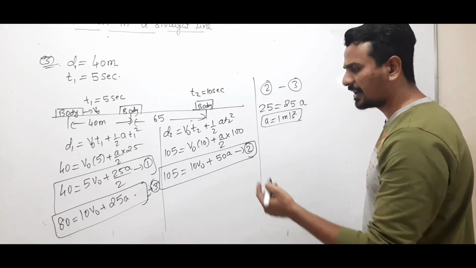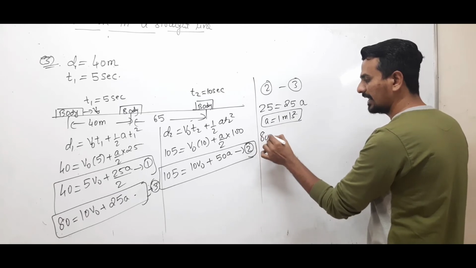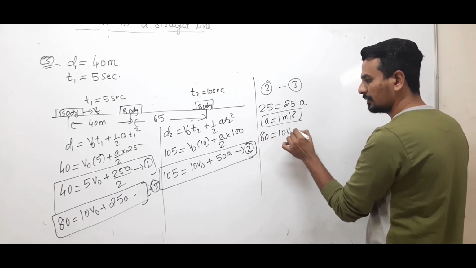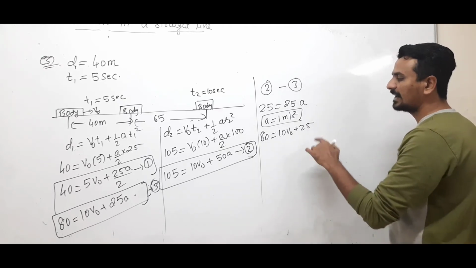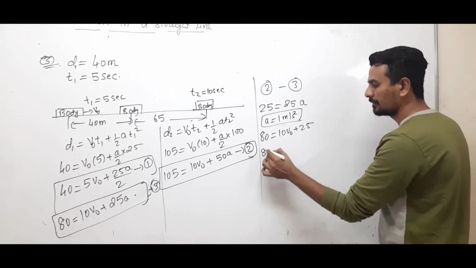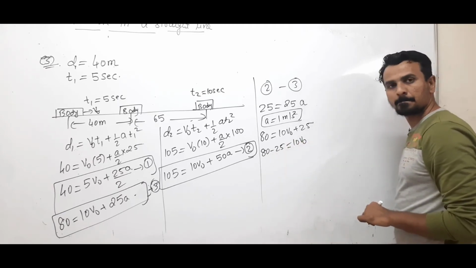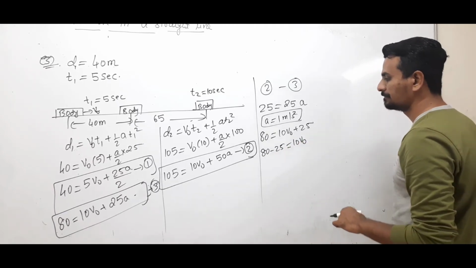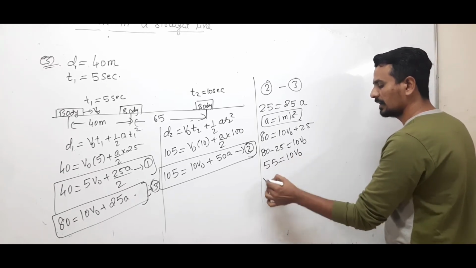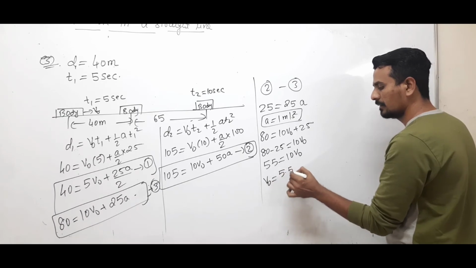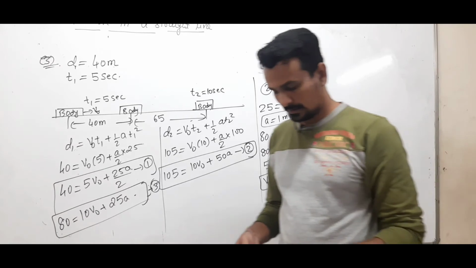So we got the acceleration 1 meter per second square, right? Substitute in any of the equations. Let us substitute in equation 3. So 80 equals 10 v0 plus 25. Got it? So 80 minus 25 equals 10 v0, right? So this will be 55. So the initial velocity will be 5.5 meter per second. Clear?